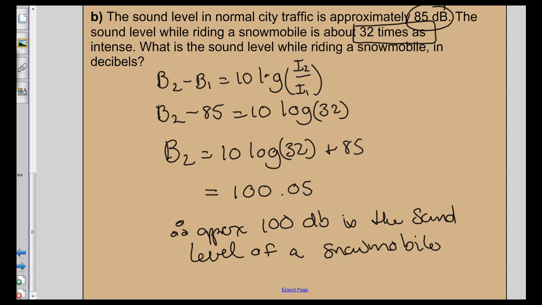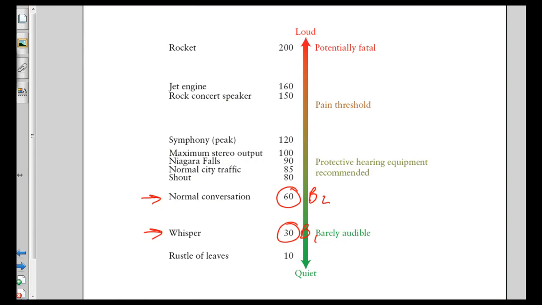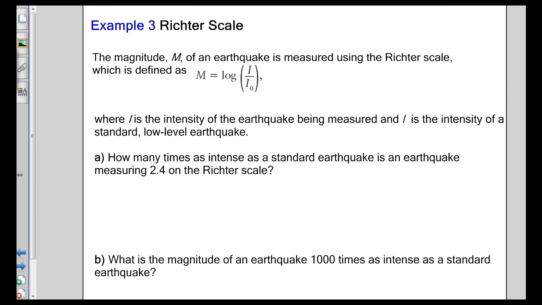Great. Let's look at the last example, which is talking about earthquakes. This is probably the simplest of the three formulas. I will tell you at this point that all three formulas will be given to you. You do not have to memorize these. These will be provided for you on the final exam. These are probably one of the few that will be provided for you.